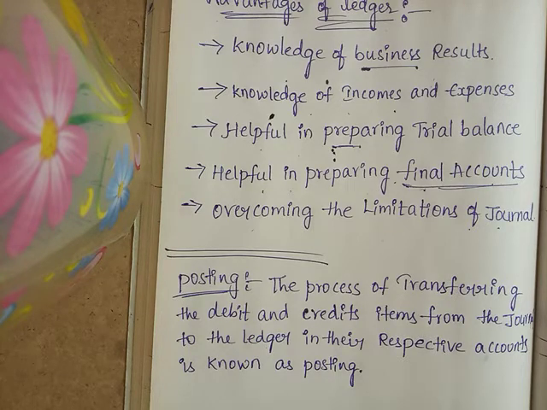What is the process of recording transactions in a ledger? It is called posting. Next is nature. In a journal we can't find any balances, but the main purpose of the ledger is to prepare the balances. The journal is not balanced except for the cash book, but every account in the ledger is balanced.